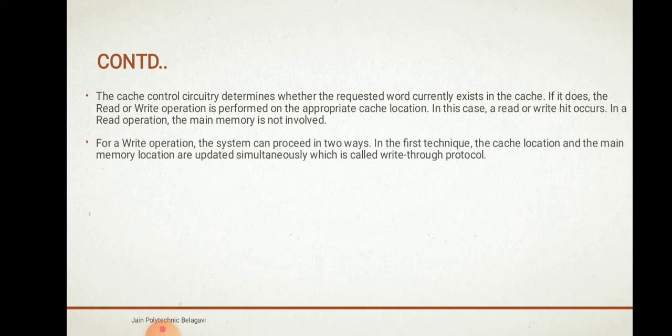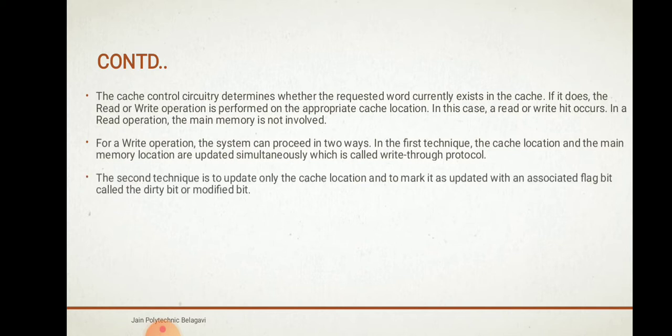Now for a write operation, when you want to write the data, the system can proceed in two ways. So there are two ways to write into the location. In the first technique, the cache location and the main memory location are updated simultaneously, which is called a write through protocol. Which means, suppose I want to write the data into block number 0. Then the contents of block number 0 in the main memory as well as the contents of block number 0 in the cache should both be updated.